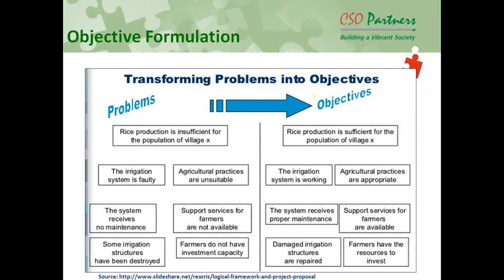Now, what do we do? Once that problem is analyzed, on the left hand side, if you look at this, we have analyzed why rice production is insufficient. We just reverse that. It's a kind of mirror image we create on the right hand side. On the left, we said that rice production is insufficient. The objective we are setting for this particular project is that rice production is sufficient, right? On the left hand side, the first level of cause we said was that the irrigation system is faulty, so then we'll definitely have to work on the irrigation system. So what we do is put it in an affirmative version, from problem to objective.